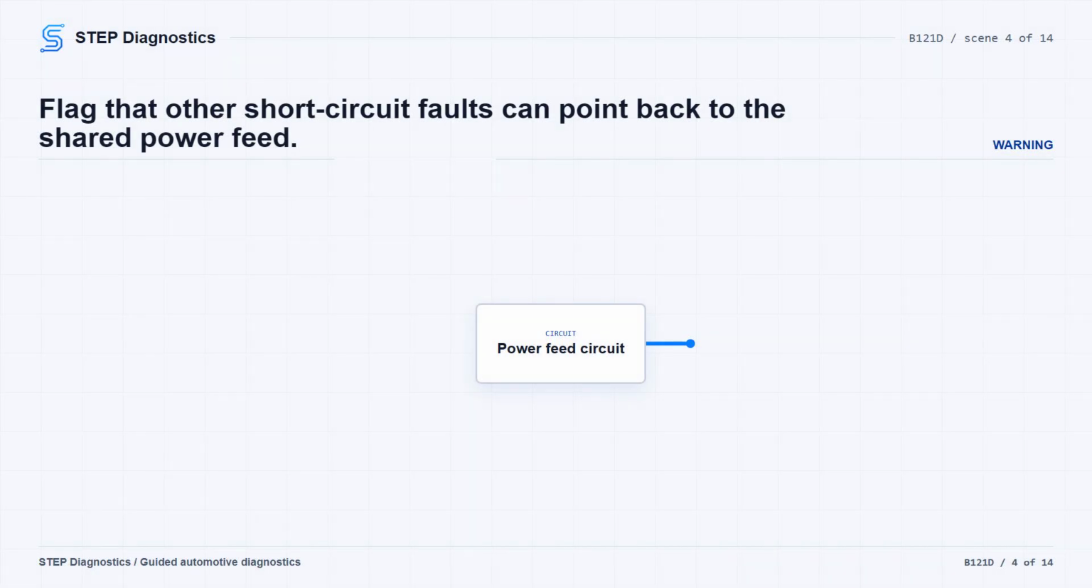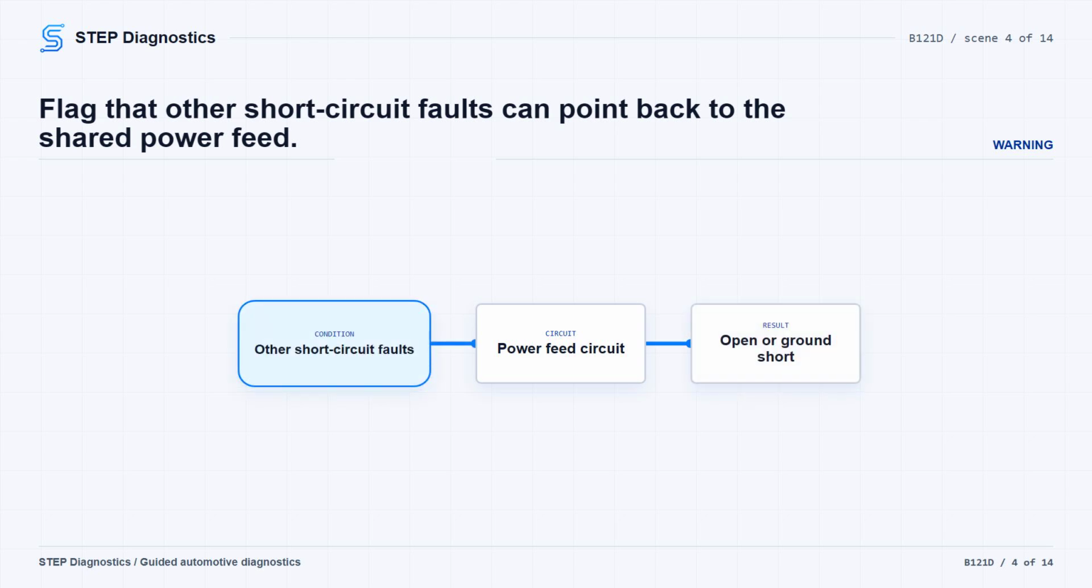Before you narrow this to only the sensor branch, look at the bigger fault picture. If other short circuit faults are present at the same time, there may be an open or a short to body ground in the power 5V circuit. That matters because a shared power side problem can make this code show up along with other faults.